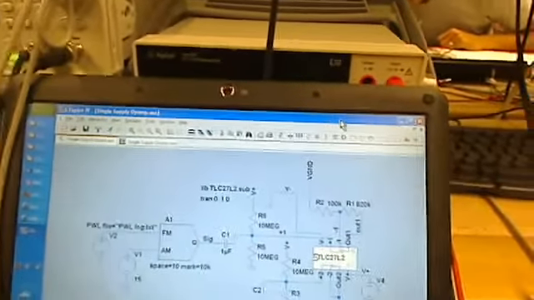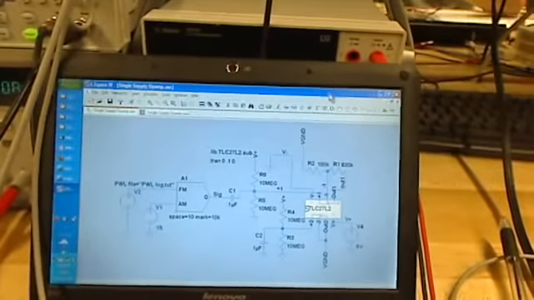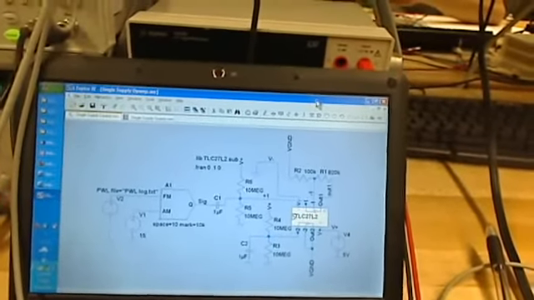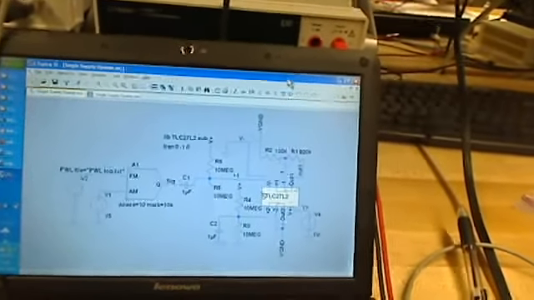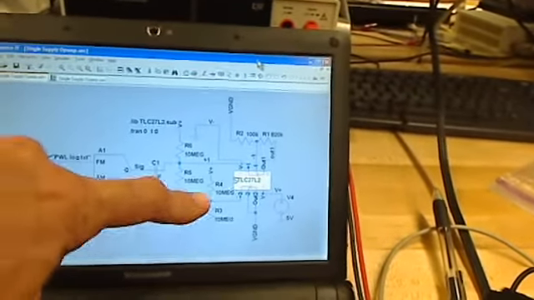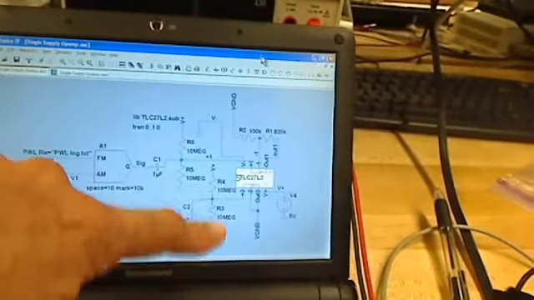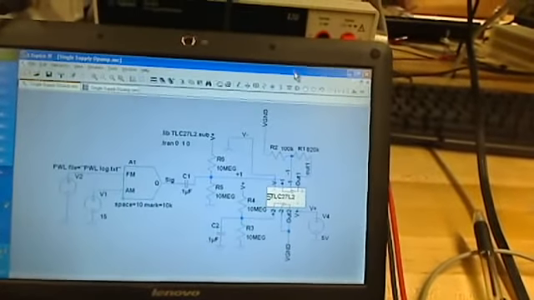So here we see my LTSPICE circuit for this low voltage op-amp. There are some important things to look at. One is the 0.1 microfarad capacitor that prevents noise from getting on this circuit here, which is unnecessary for LTSPICE.